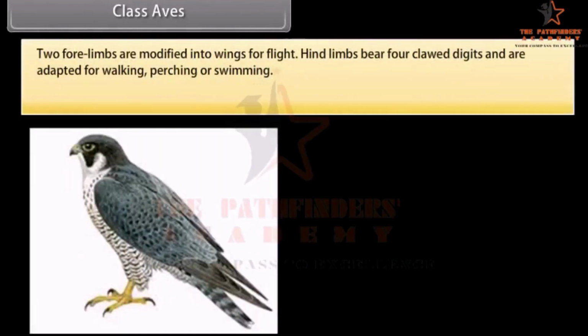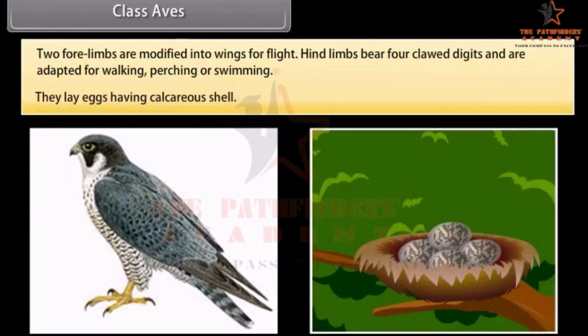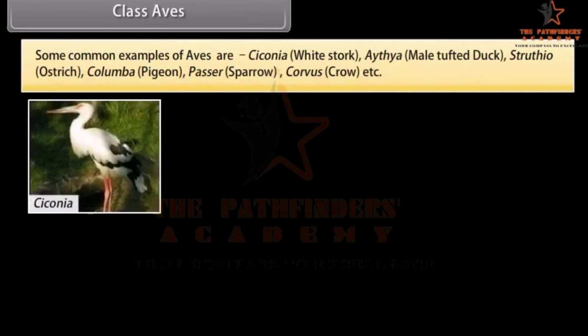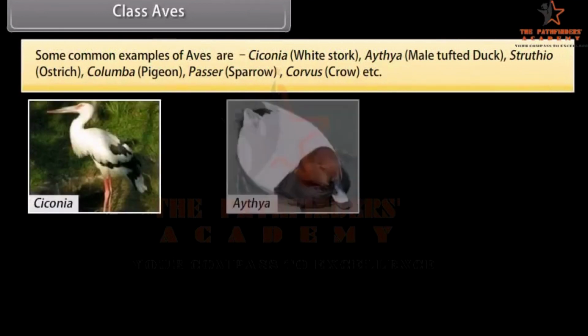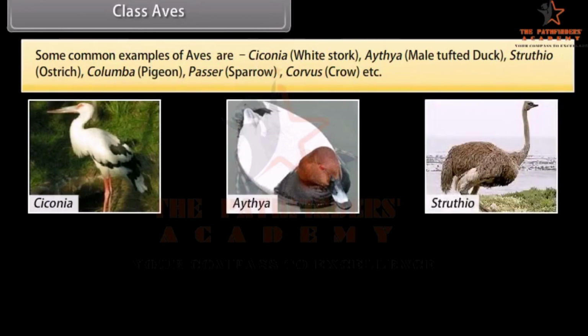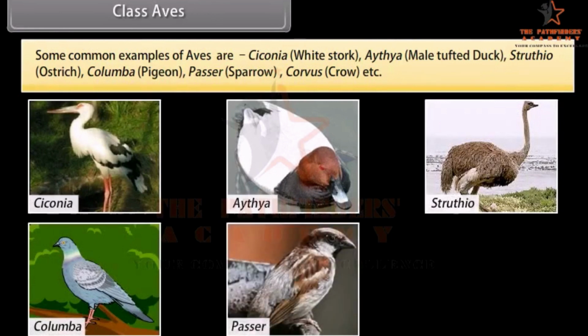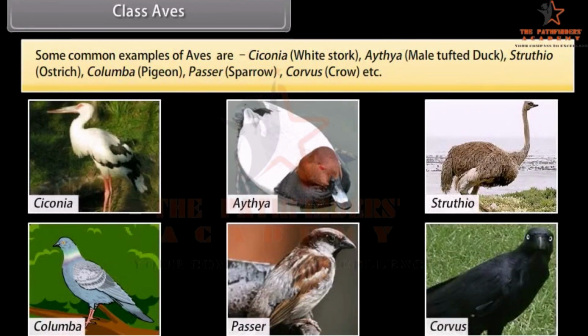Two forelimbs are modified into wings for flight. Hind limbs bear four clawed digits and are adapted for walking, perching, or swimming. They lay eggs having a calcareous shell. Some common examples of Aves are Ciconia (white stork), Aythya (male tufted duck), Struthio (ostrich), Columba (pigeon), Passer (sparrow), Corvus (crow), etc.